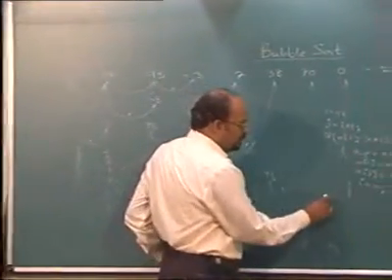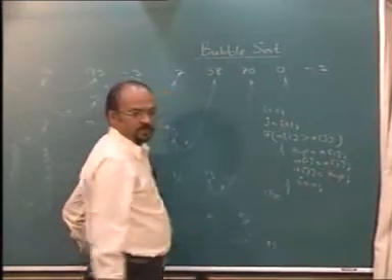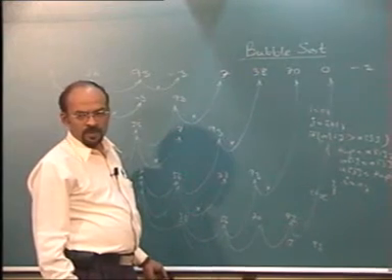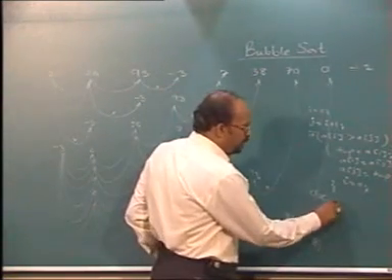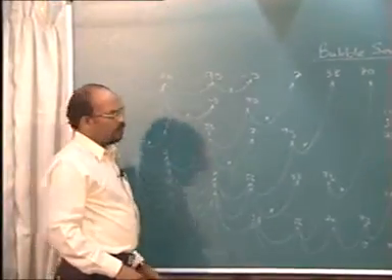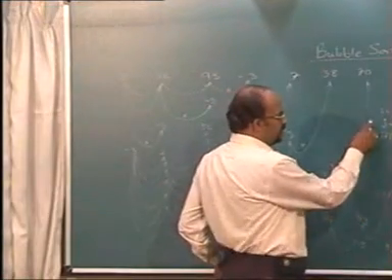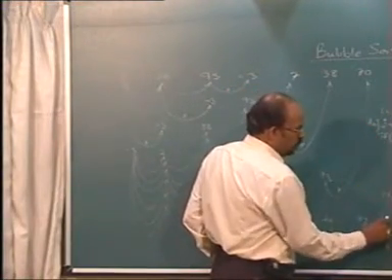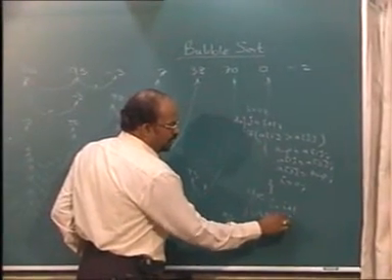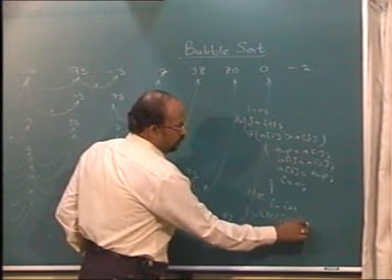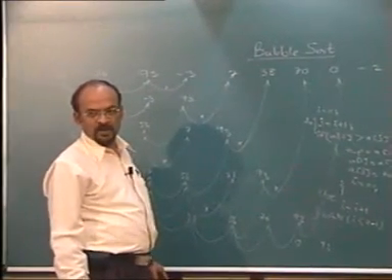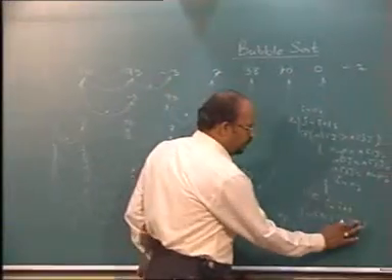Otherwise, if you did not interchange, else, what do you do? Else I equal to I plus 1. First with second, second with third, and you will say that keep on doing this while I is less than n minus 1, and I is less than n, ठीक है.